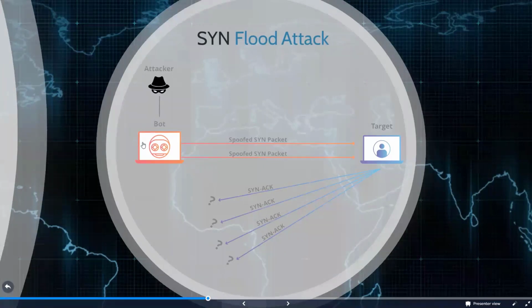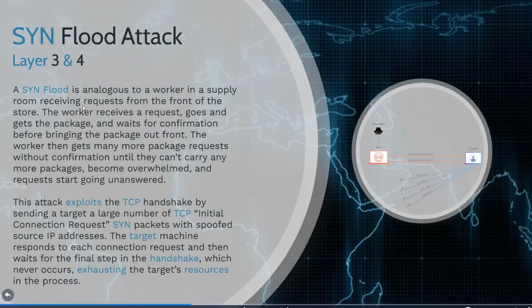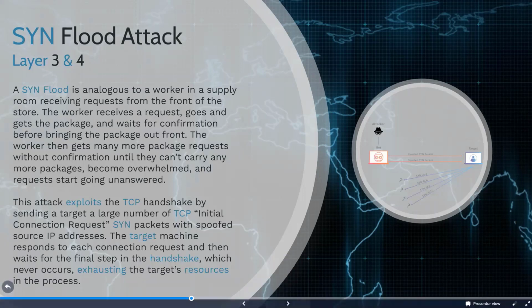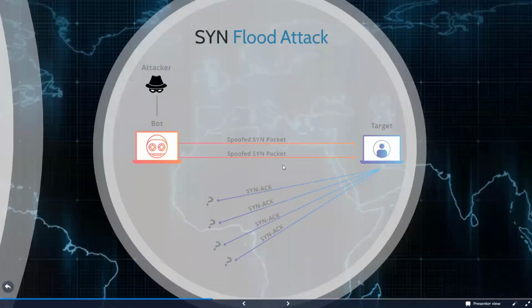There's a cool little analogy. Think of a worker in a supply room who receives a request from the front of the store. The worker goes to the back of the store and gets a package. But before he comes out to the front, he waits and says, hey, are we sure this is the right package, or is this what you want before I bring it out? While he's waiting, more requests come in to grab more things. So he's running around the back of the store, grabbing all these things, still waiting to hear confirmation for all those orders. That's an analogy of the SYN flood leveraging the TCP/IP handshake.